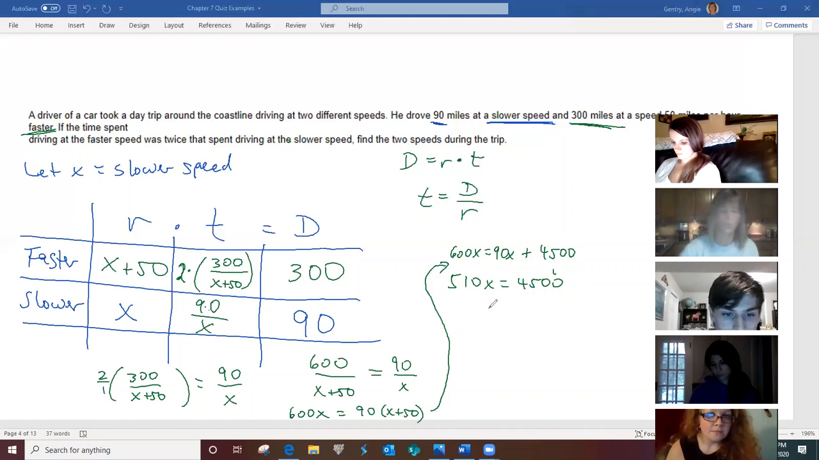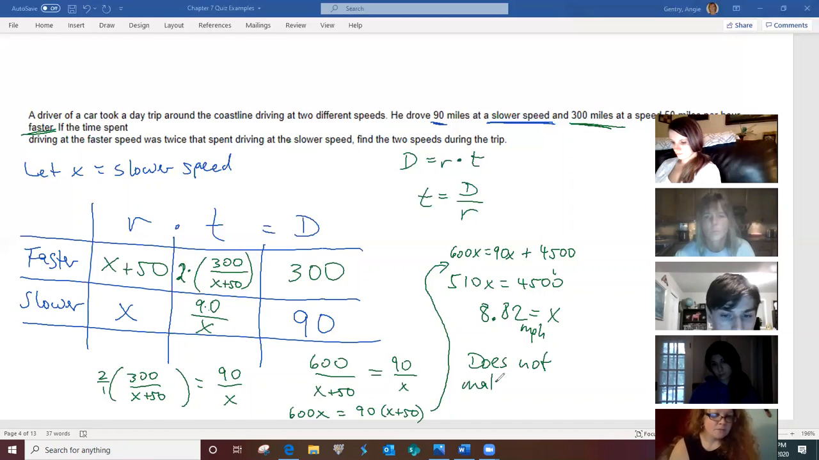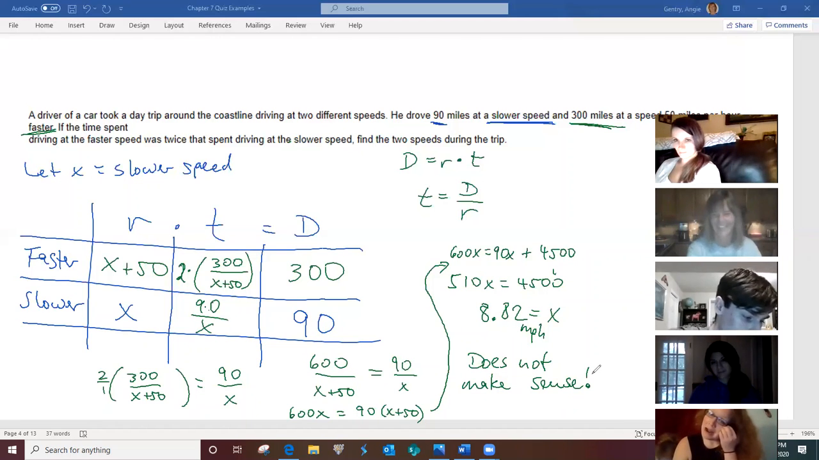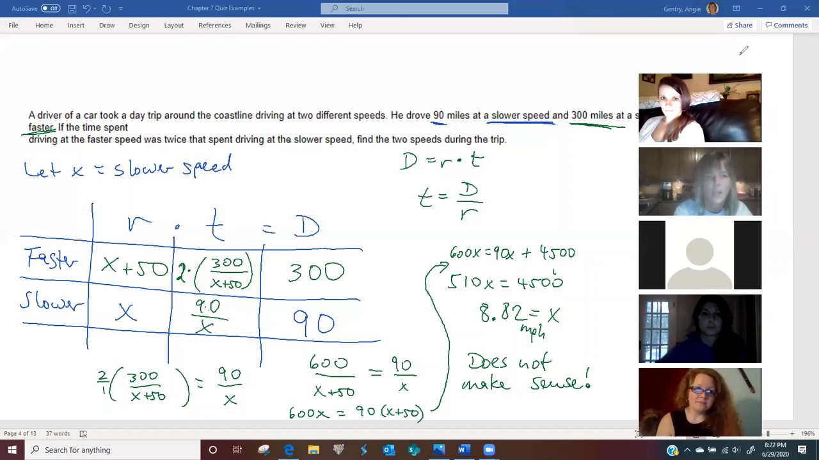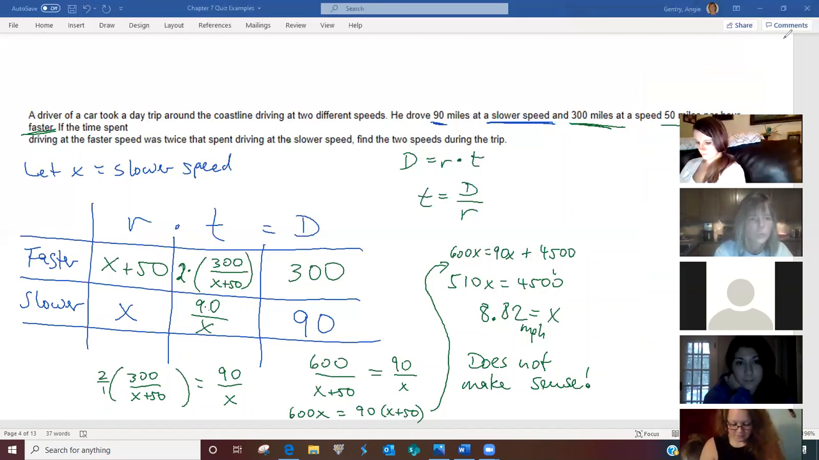$8.82. I'm a little worried about that. Who drives 8.82 miles per hour? Right? Yeah, no, that doesn't make any sense. No, it doesn't. My table's good. And now I have to dig into this. I'm gonna have to take a screenshot and fix it, unless somebody can help me real quick and fix it.